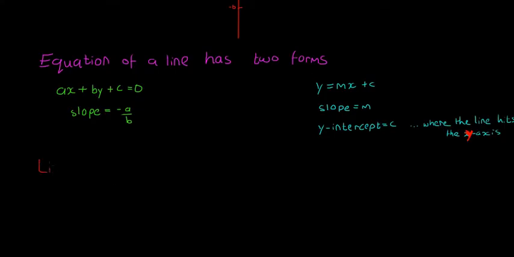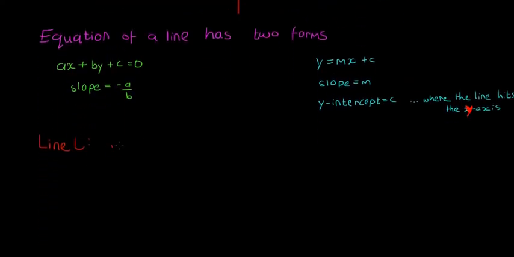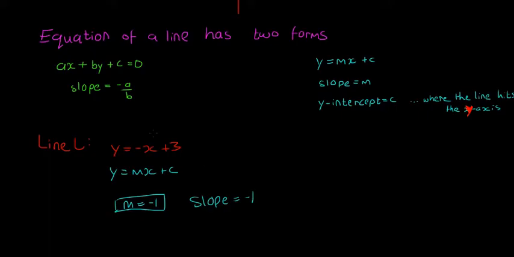So line L is, let me just get this form again, y is equal to minus x plus 3. It's already in the form y is equal to mx plus c, so I'll just do that in blue. I'll say y is equal to mx plus c directly under it. So you can see here that m is just going to be minus 1. So m is equal to minus 1. That means the slope of this line is obviously minus 1.